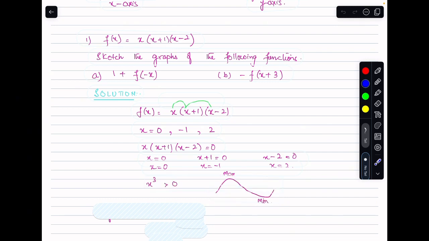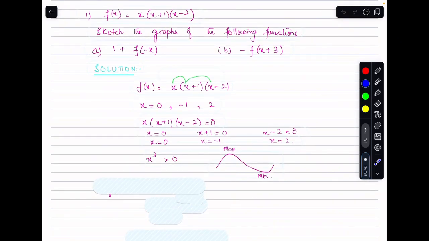Next, about the cubic polynomial: if the coefficient of x cube is greater than 0, then we should know that the shape of the graph has to be this kind of wave, where first we should be having the maximum turning point and then the minimum turning point here. So this is the shape of the graph whenever our coefficient of x cube is positive, meaning it is greater than 0.